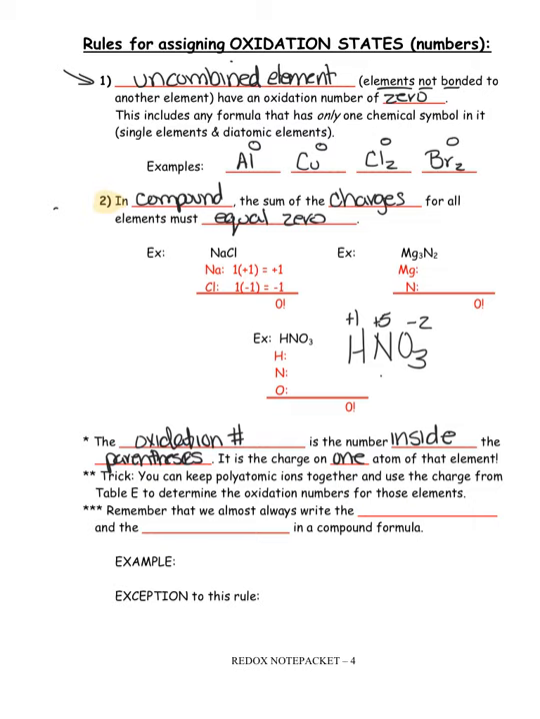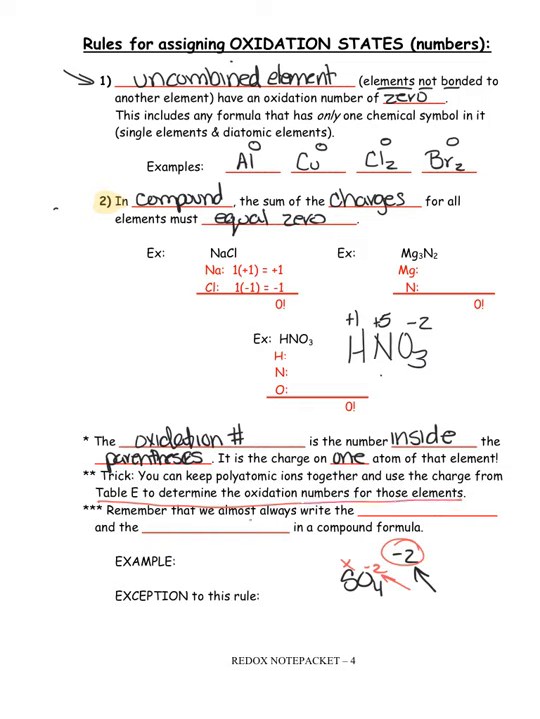If you have a polyatomic ion, let's say SO4 with a charge of -2, that is not the oxidation number. The oxidation numbers are for the individuals. We would have to figure out what that S is, and we'll get to that later on, okay? So that -2 is not the oxidation number. The oxidation number you have to write in. Get them from your periodic table. Table E is used to determine the oxidation number for those elements.